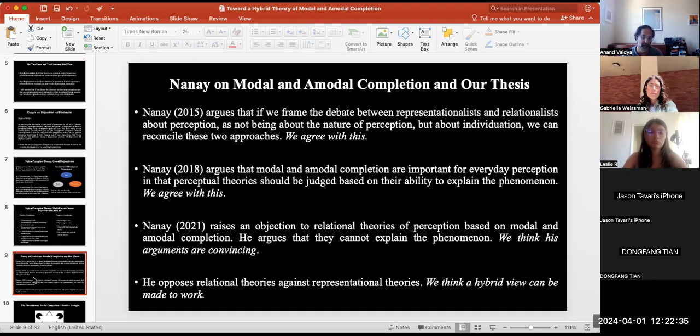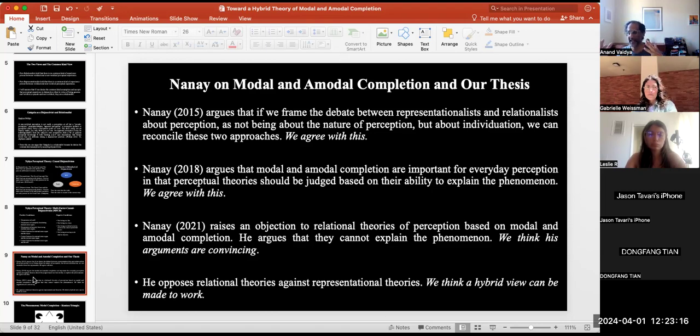Okay, so in his 2021 paper, he raises an objection to relational theories of perception based on modal and amodal completion. He argues that they cannot explain the phenomenon. The general structure of the argument is that if you're a relationalist, you really have no hope of explaining modal and amodal completion. He doesn't defend that the representationalist has an obvious way to do it comprehensively, but he's motivated by the idea that the problem the relationalist has is not the problem a representationalist has.